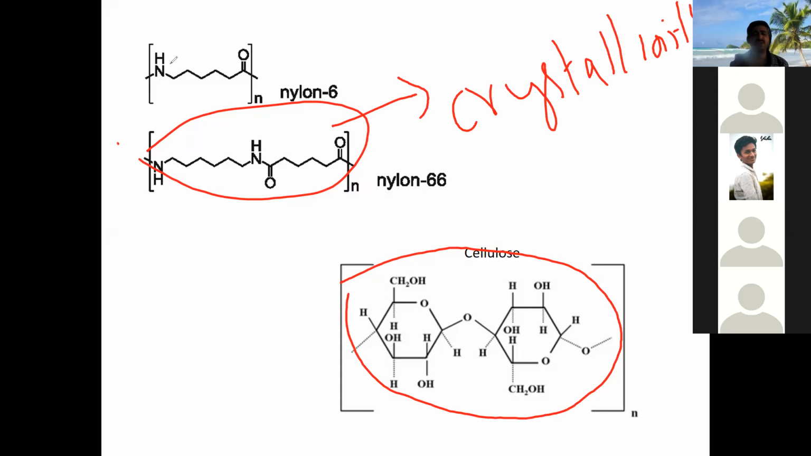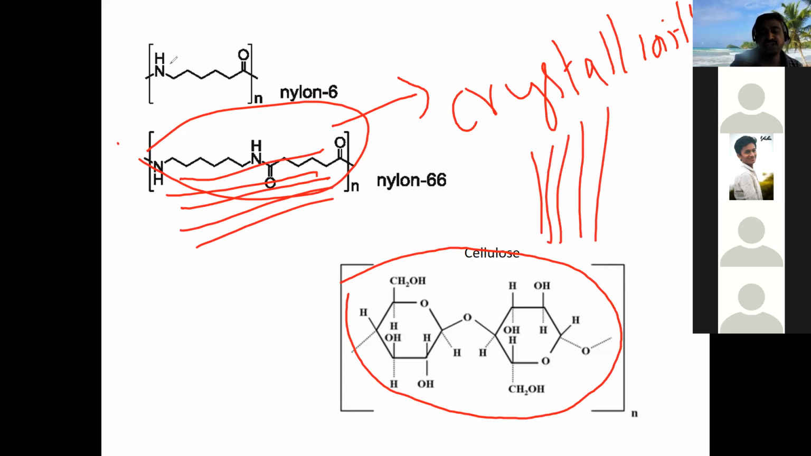Crystallinity is very, very high because you have linear chains. You can form crystalline regions, and this is very high. But in the case of cellulose, the percentage of crystallinity is much, much lower. This is the case.